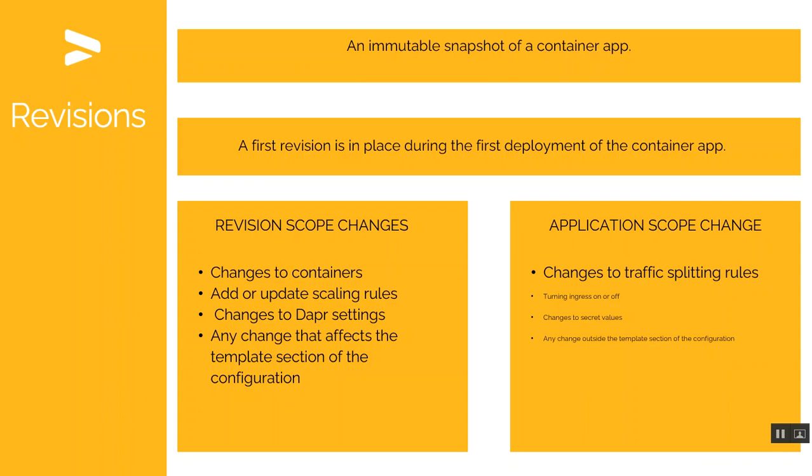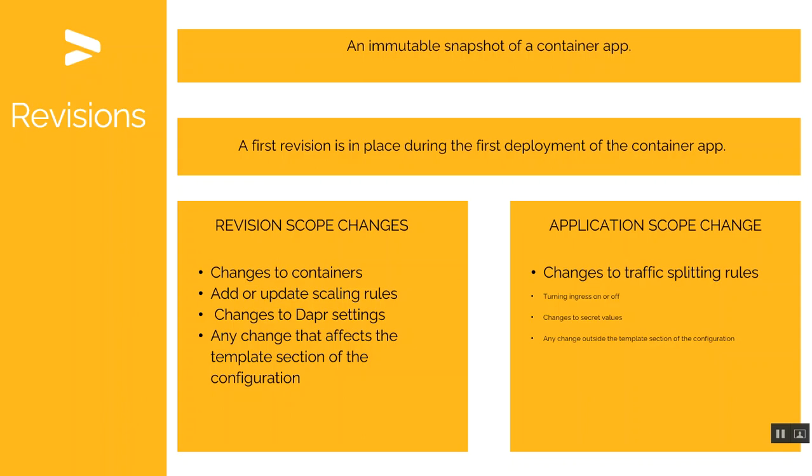But you can also deactivate one of the revisions and give 100% traffic to the required container. It's up to us to choose it. So there are 2 types of scope changes here. One is a revision scope change, another one is an application scope change. Anything that changes the containers, add or update scaling rules, changes to data settings, any change that affects the template section of the configuration, these are all considered revision scope changes.